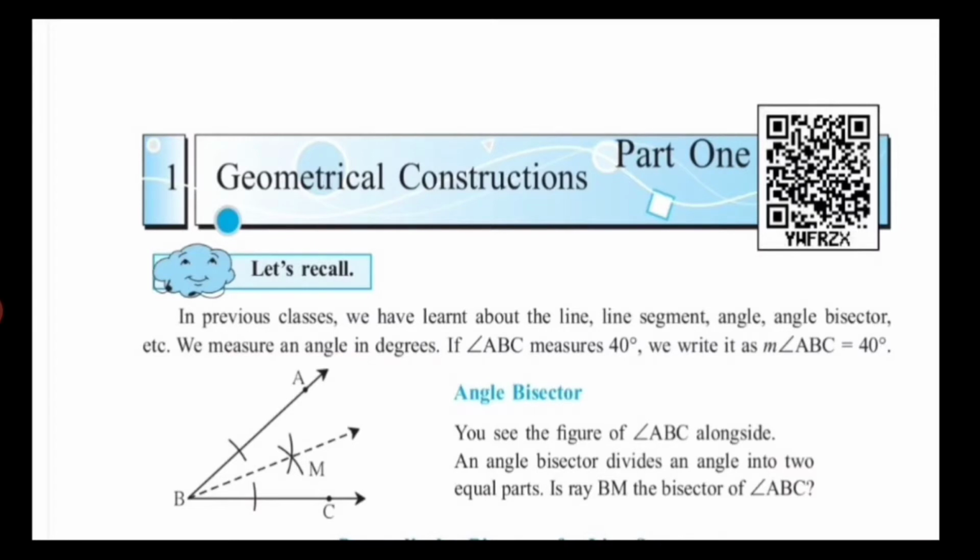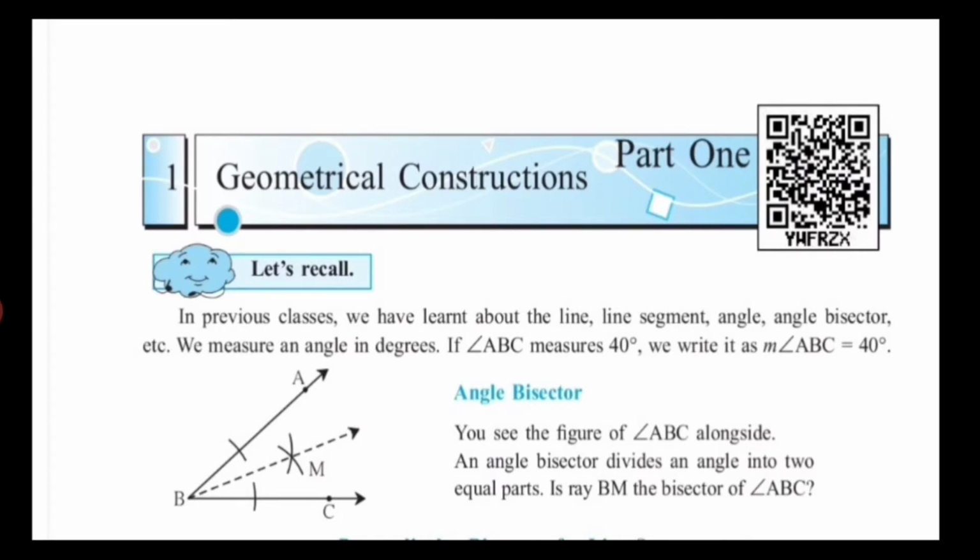Now children, let us know about angle bisector. You see the figure of angle ABC alongside. An angle bisector divides an angle into two equal parts. Is ray BM the bisector of angle ABC? We have to find out whether the ray BM is bisector of angle ABC or not.